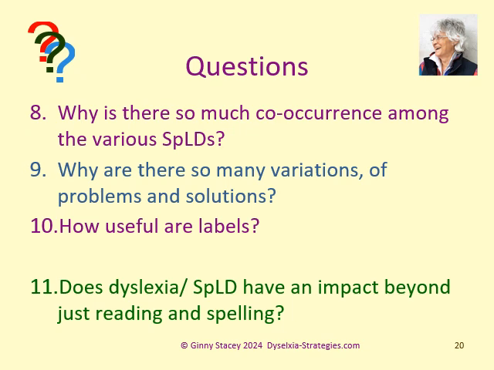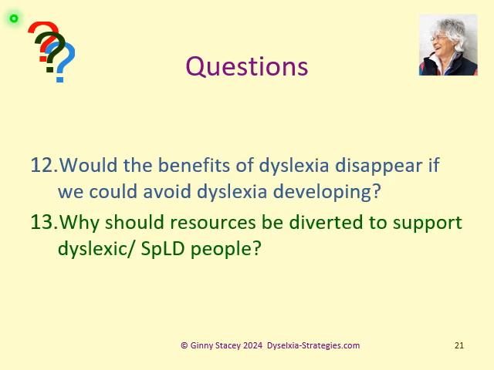Why are there so many variations of problems and solutions, and how useful are labels? Does Dyslexia-SpLD have an impact beyond just reading and spelling? Would the benefits of dyslexia disappear if we could avoid dyslexia developing? Why should resources be diverted to support dyslexic SpLD people?